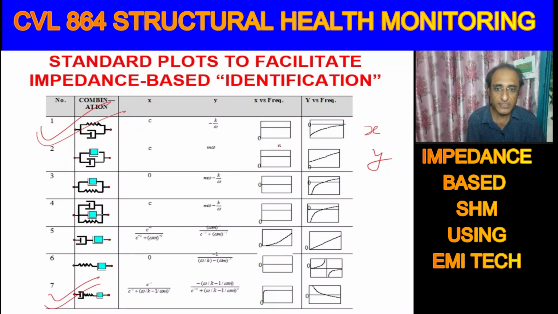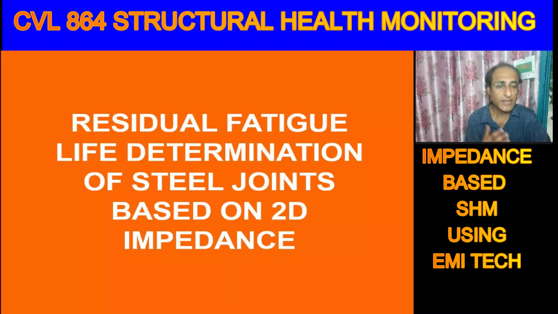So, parallel and series combination: you can derive all these expressions yourself. The difference is that in the case of the series combination, the imaginary part, or y, goes from positive to negative, and this is the point where it crosses the zero line, and this gives us one equation, and we can find out the actual values of k, c and m. So this is called impedance-based identification.